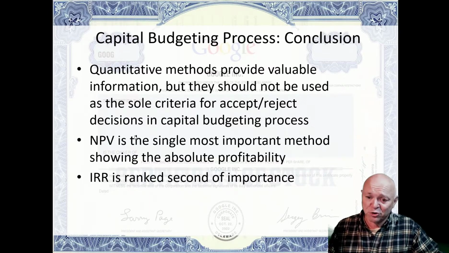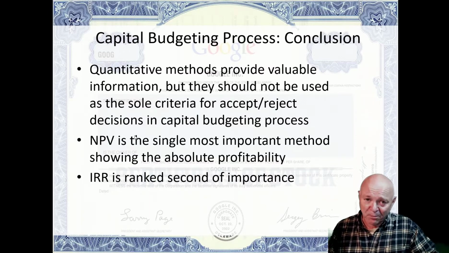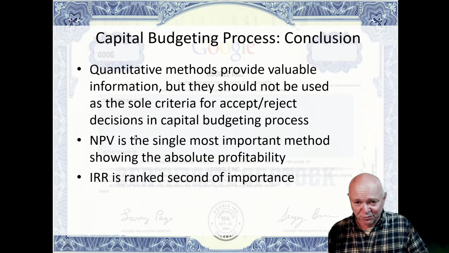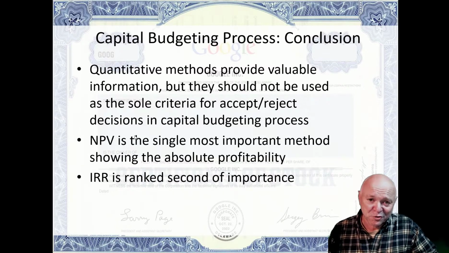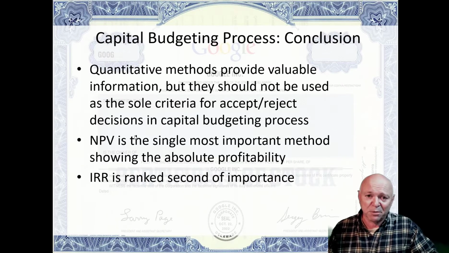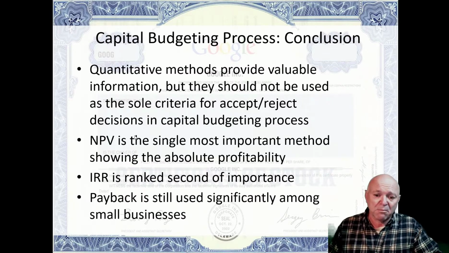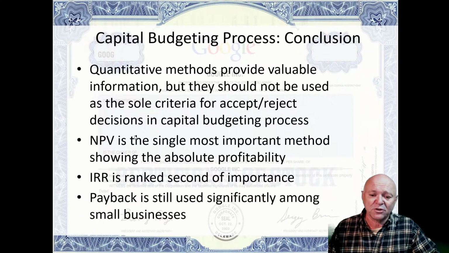The modified internal rate of return gets around some of the problems that we see with the internal rate of return, including those problems of reinvestment rate, the problem of the crossover rate, and also the problem of the indistinct solution. Other methods like profitability index are commonly used. Payback in particular is still used, especially by entrepreneurs.